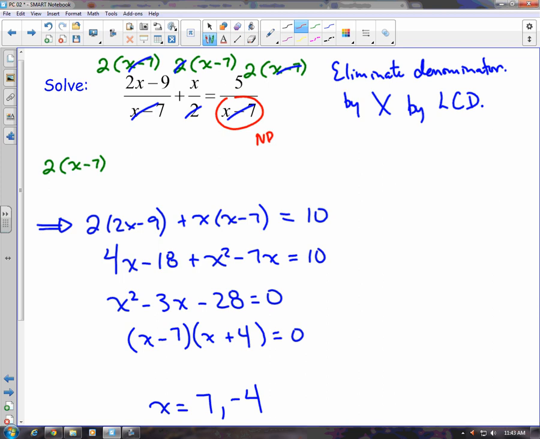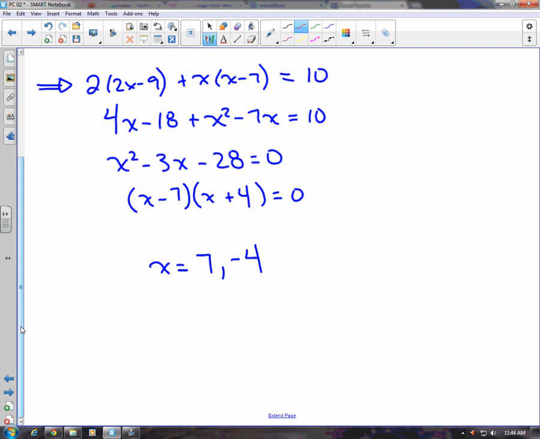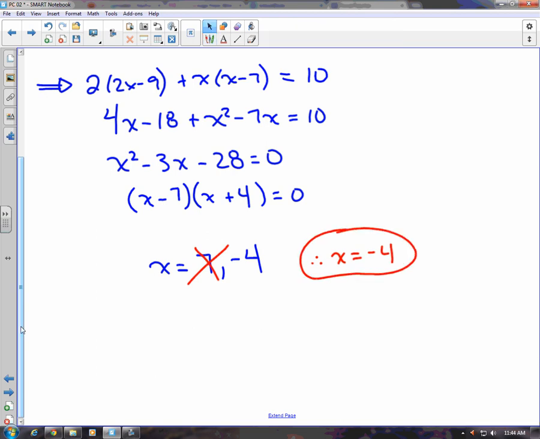So our non-permissible value here, x cannot be 7. Because if we let x equal 7, then we're dividing by 0, and division by 0 is not defined. So in terms of our solution, x is equal to negative 4 only. The 7 is considered an extraneous root.